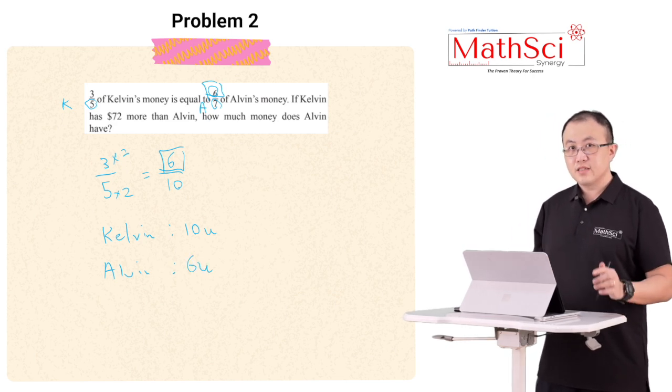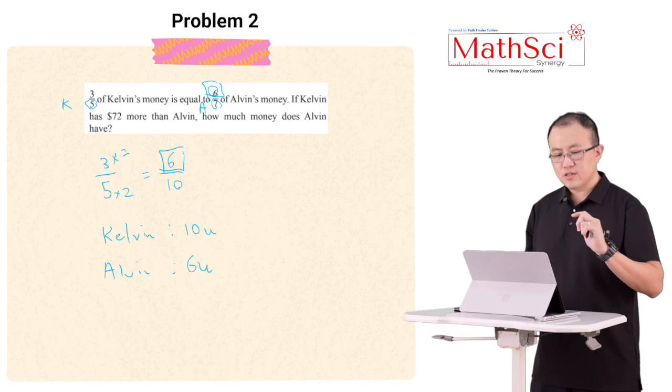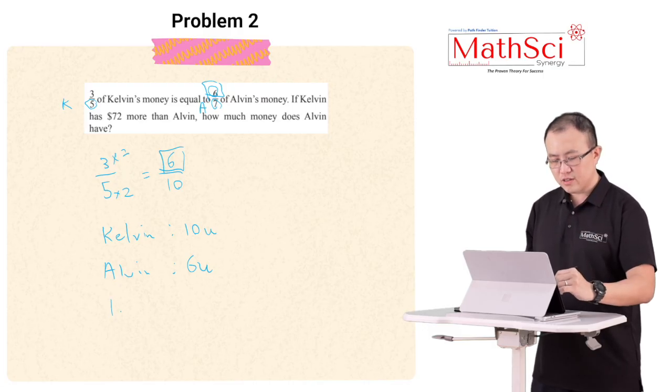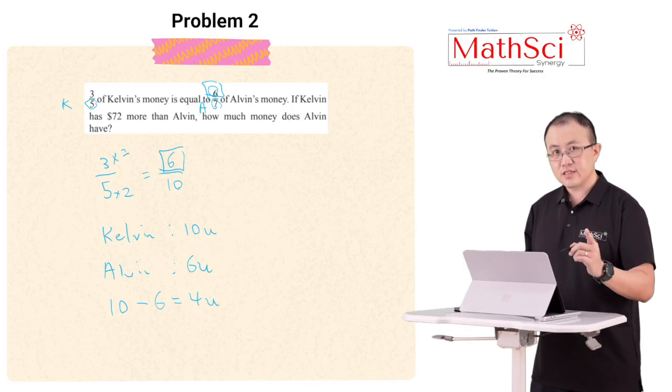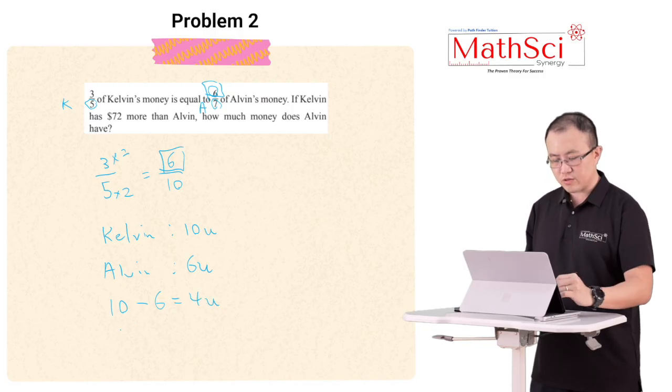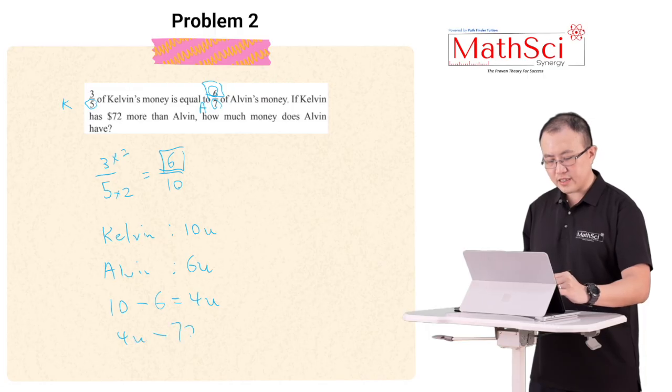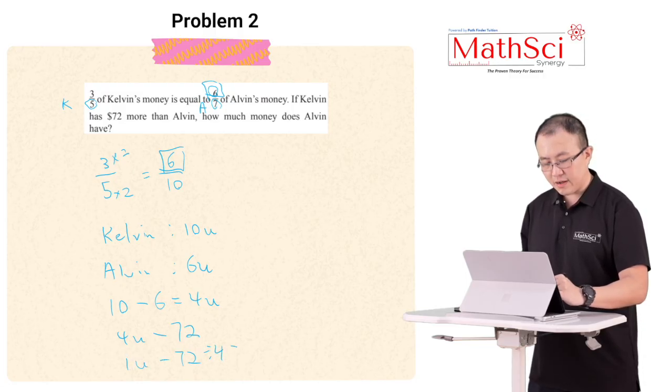And the difference between the two is actually $72. So I take 10 minus 6, I'm going to get 4 units. And this is actually our $72. So 4U is 72. And then I want to find how much money does Alvin have? So I want to find 6U. Let's find 1U first. 72 divided by 4. And this will get 18.